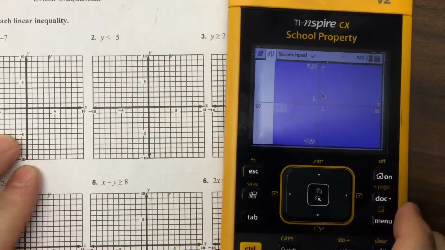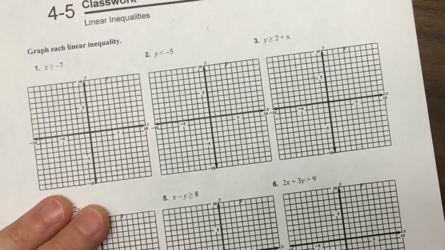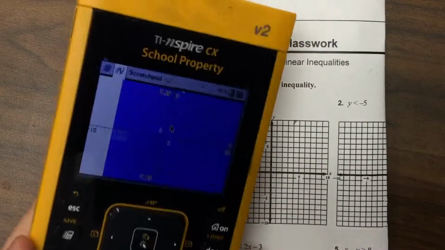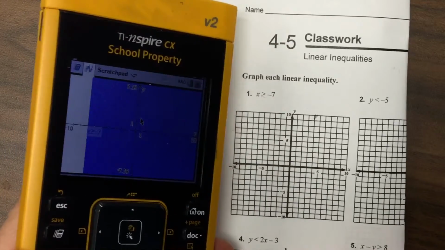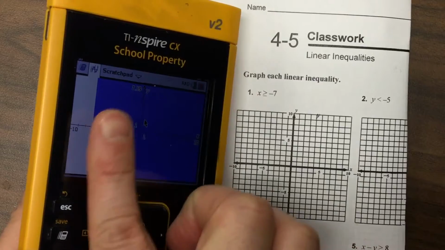Sorry for the glare there on the calculator. I'm going to get rid of the calculator now that we saw it. That is a glare, and we'll try to work around that glare. Okay, so I'll hold it sideways so you don't see the glare. See how that shading is all to the right.